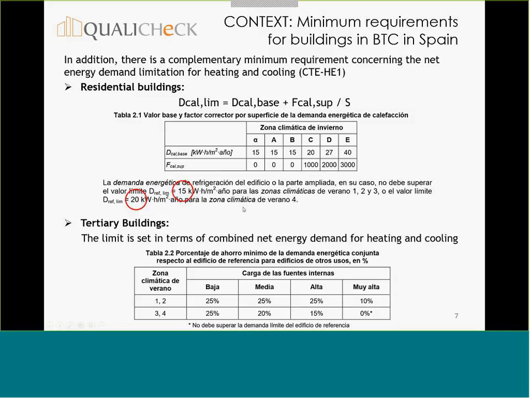Then, for tertiary buildings, the limit is set in terms of combined net energy demand for heating and cooling. This is a ponderated addition, weighted addition. And here you can see in terms of the internal gains in the building from low to very high, and the climatic zone, you have different limit of reduction against the same number for the reference building. Then this is the minimum requirement fixed here in Spain.